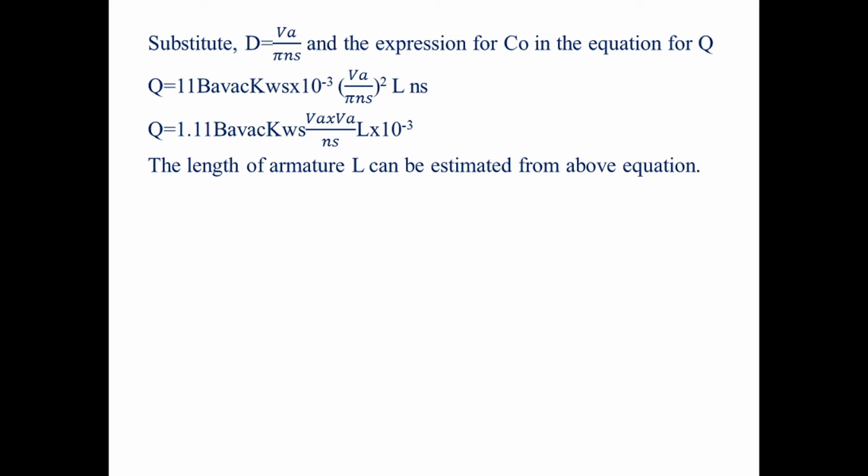The armature length L can be estimated from the above equation. D can be calculated by Va divided by pi into Ns, and the armature length L can be found from the output equation. So the output equation of a turbo alternator is given by 1.11 BAV AC kWs into Va square divided by Ns into L into 10 to the power minus 3.